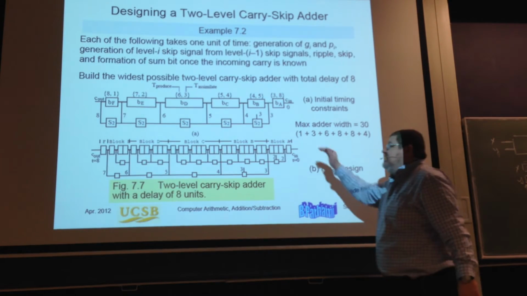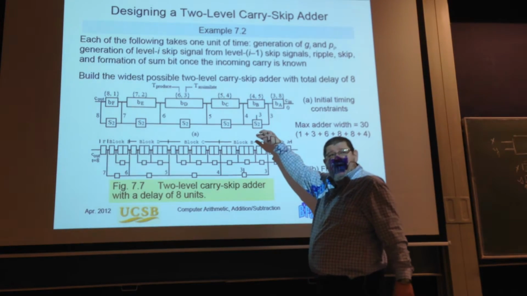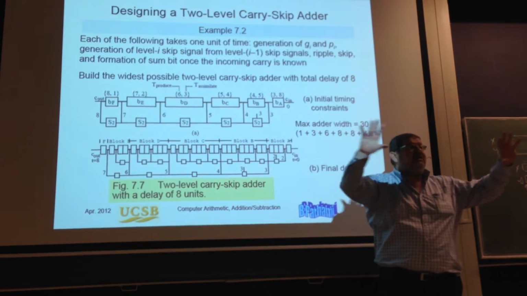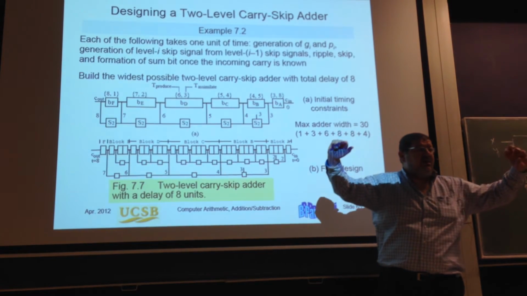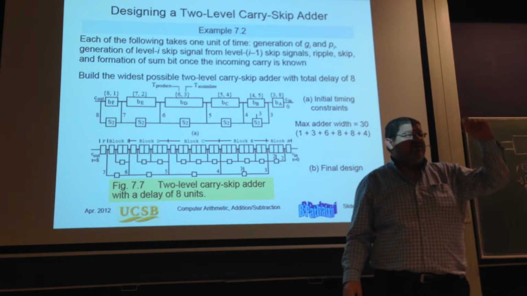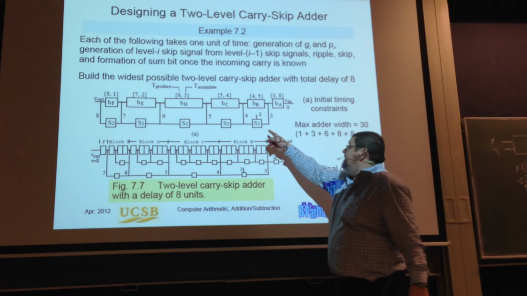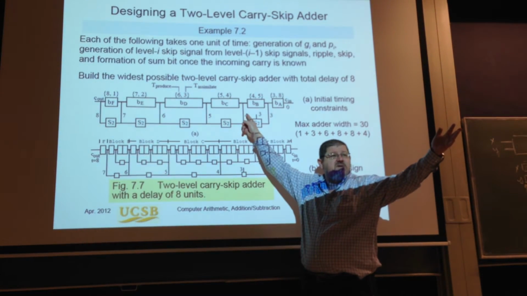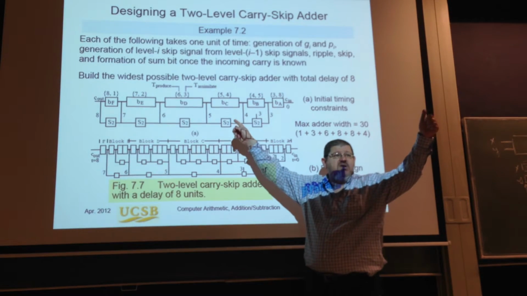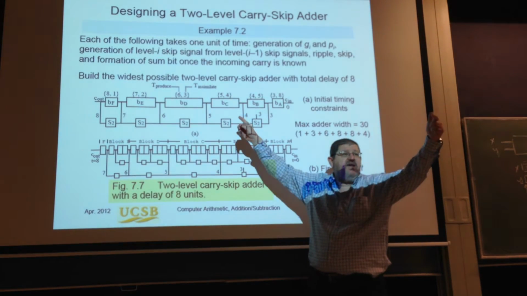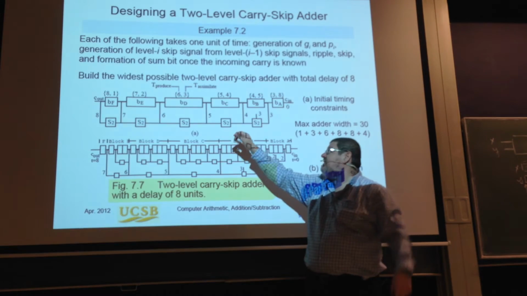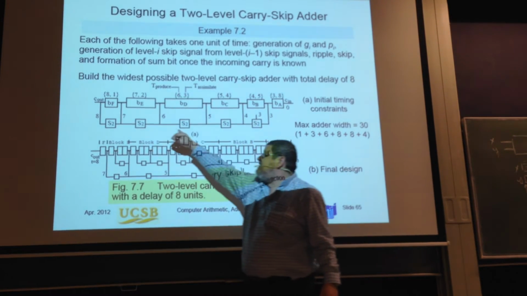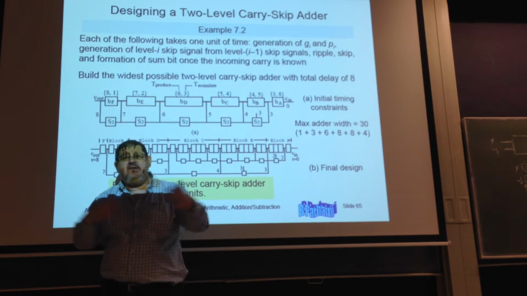Now, I'm applying the same reasoning mechanism to the first level of skip. Now I'm splitting the bits in big blocks because I have 2 levels of skip. Now the propagate signal for this one will take 3 units. Then propagate for the bit, propagate for the first level, propagate for the second level. Based on this, the arrival here will be 4, 5, 6, 7, 8. More than 8, I cannot.